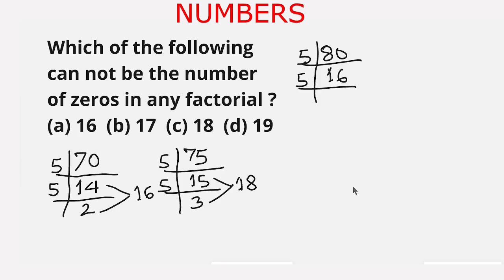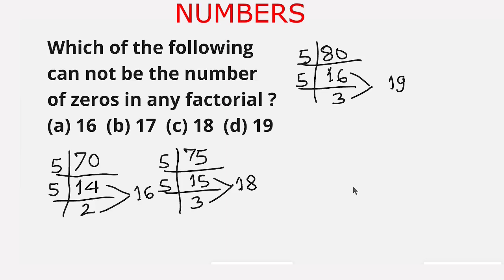5 again divides 16 for 3 times. So there are 16 plus 3, which is 19. So there will be 19 zeros at the end of 80 factorial. But we could not find 17.